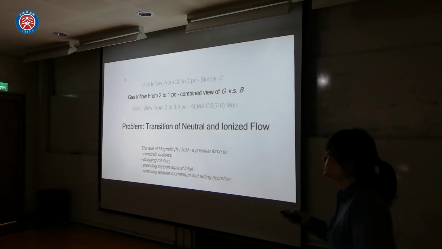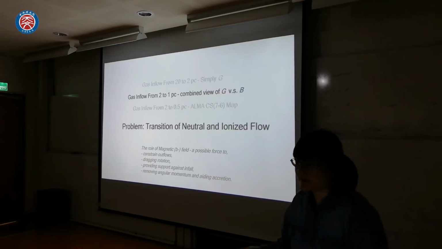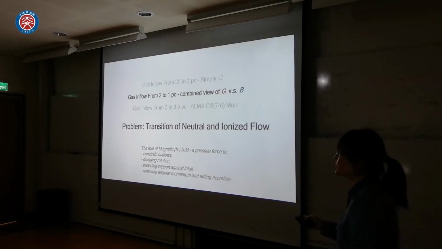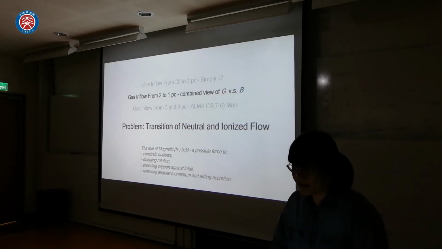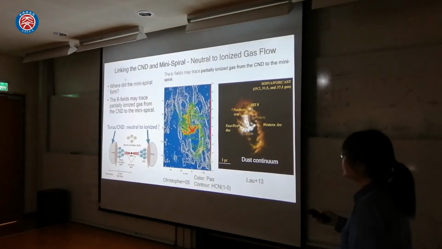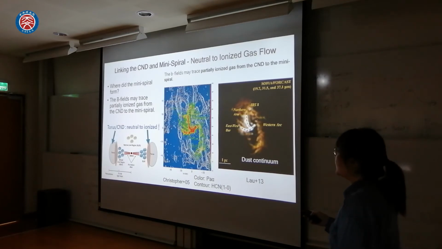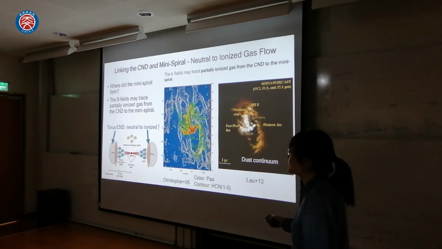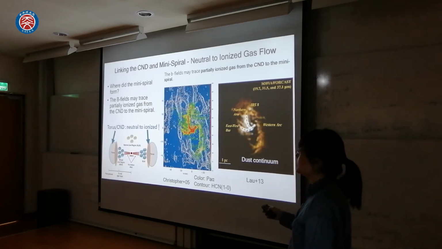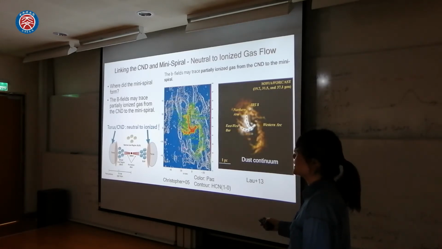Okay, so the next problem is I want to understand the transition of the accretion flow from neutral to ionized gas. The contours show the molecular CND, and this color shows the mini spiral of these ionized streamers. We call it the mini spiral, traced by the Paschen alpha line imaged by HST.